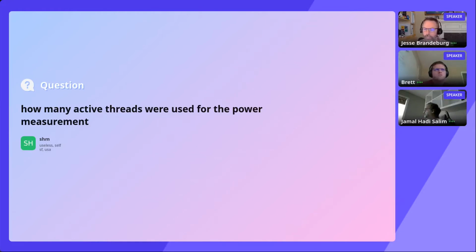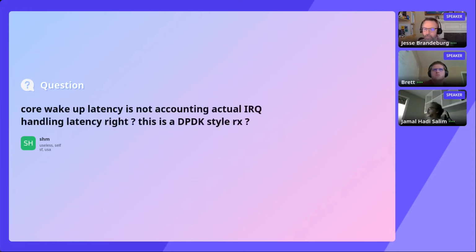Core wake-up latency is not accounting actual IRQ handling latency, right? So is this the DPDK style RX? No, it's not. We're answering the questions in reverse order. The core wake-up latency that I was talking about is just the amount of time that the processor takes to go from not able to do anything to able to do something, right? That's just measuring the processor wake-up time. Of course, any interrupt handling time is actually beyond that, in addition to that startup.